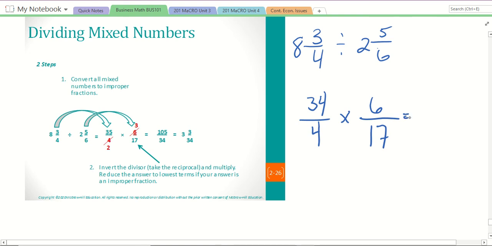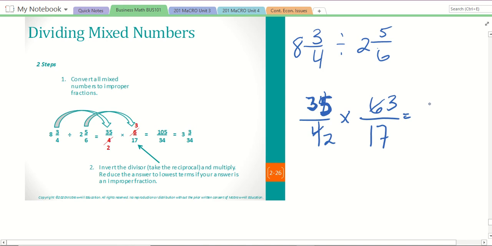And now, is there anything we can reduce? 2 goes into each of these. It goes in there twice, and it goes in here 3 times. So, excuse me, this should say 35. I'm so sorry. The answer is right across over here, and I don't know what I was doing there.